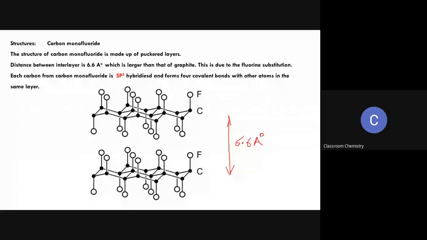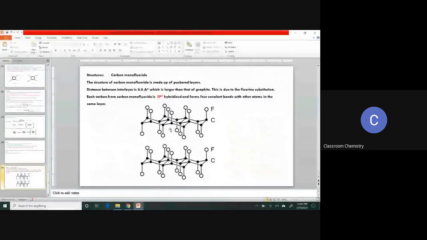Do all of you understand it? Yes or no? Yes, sir.